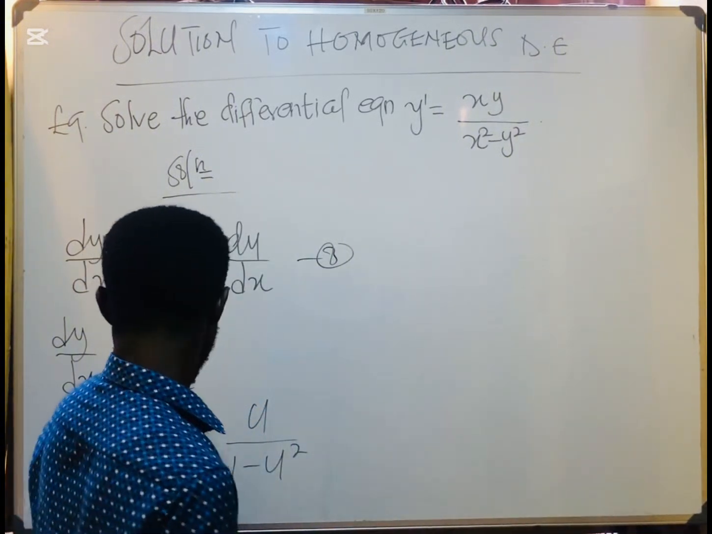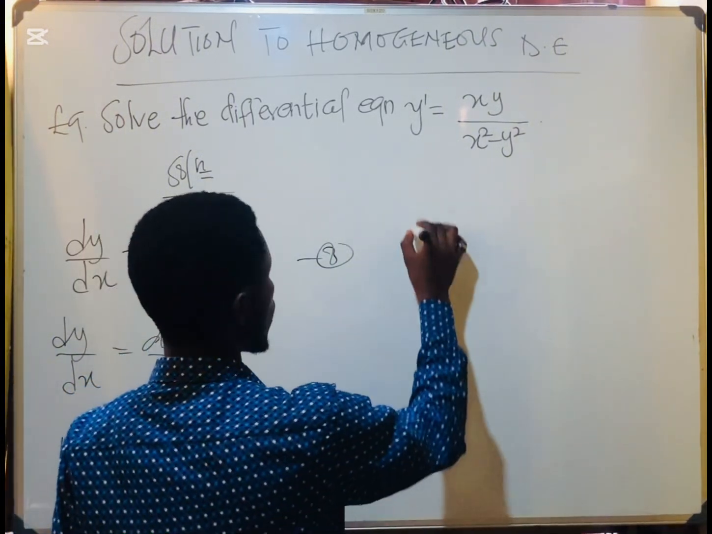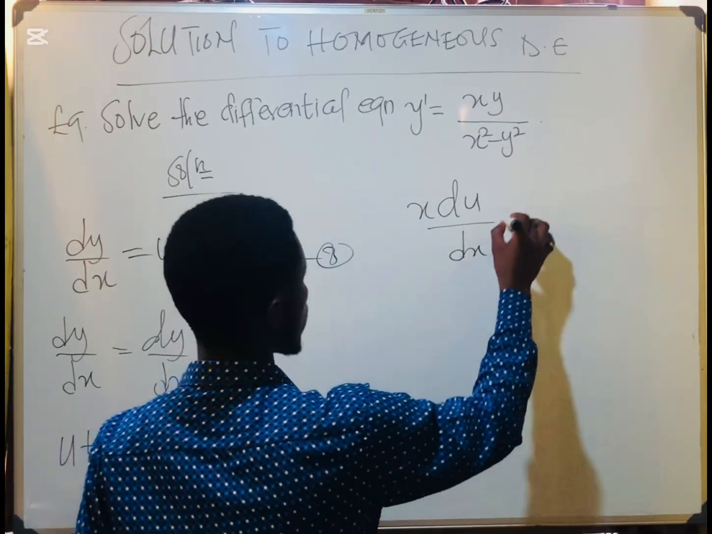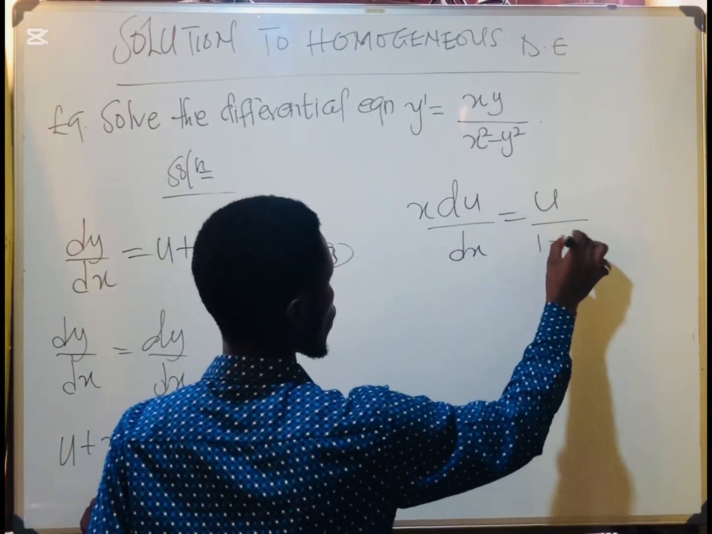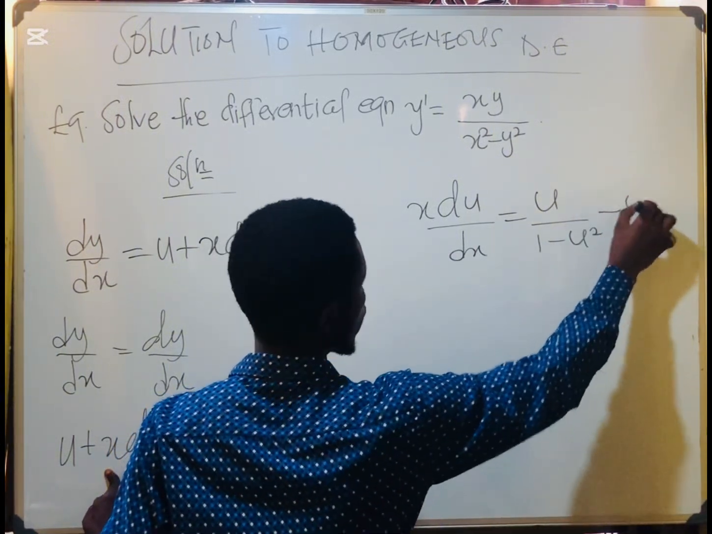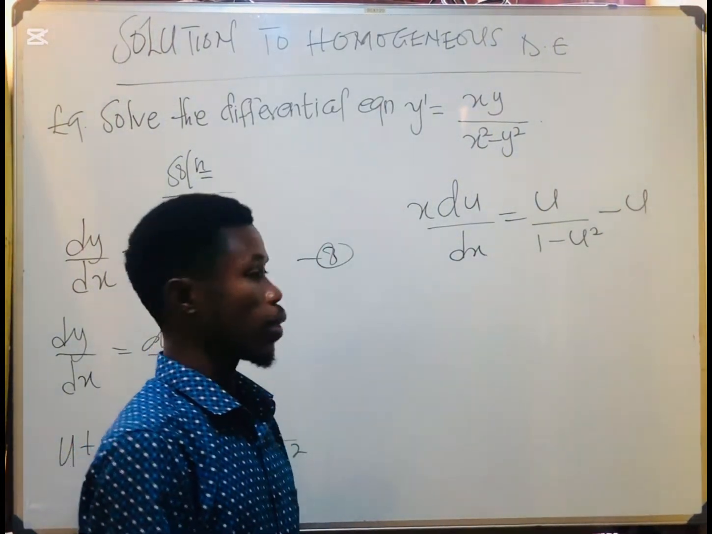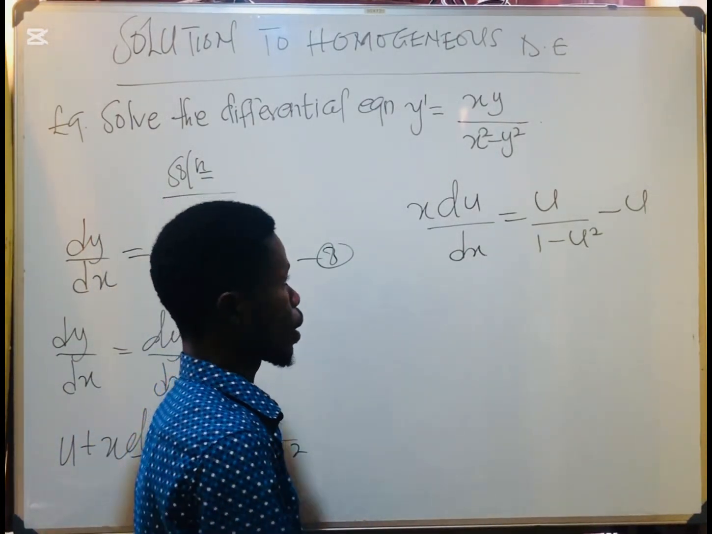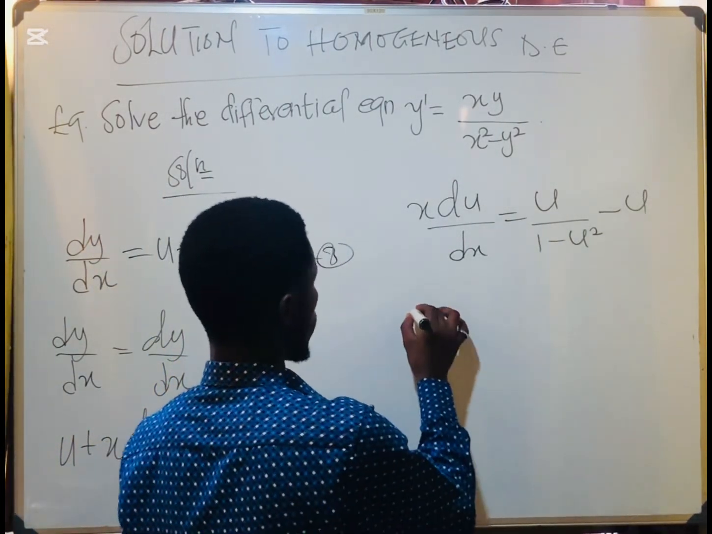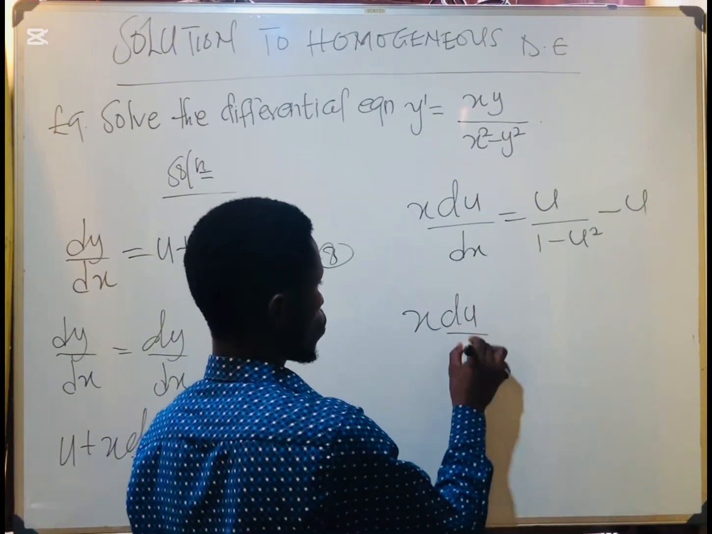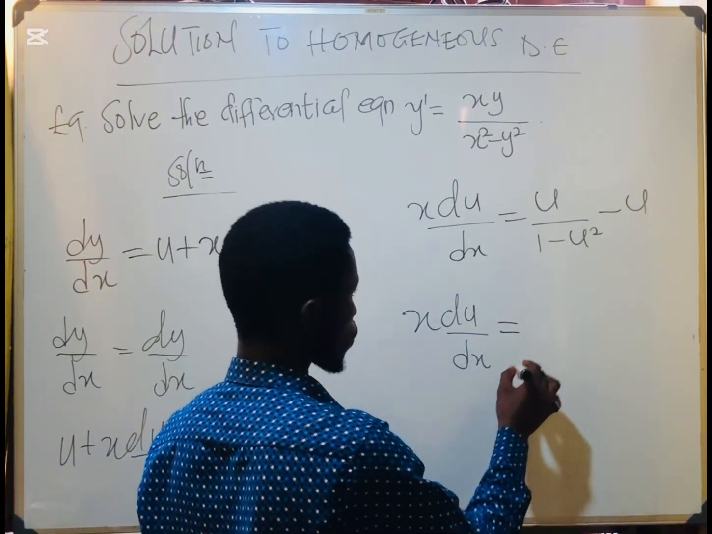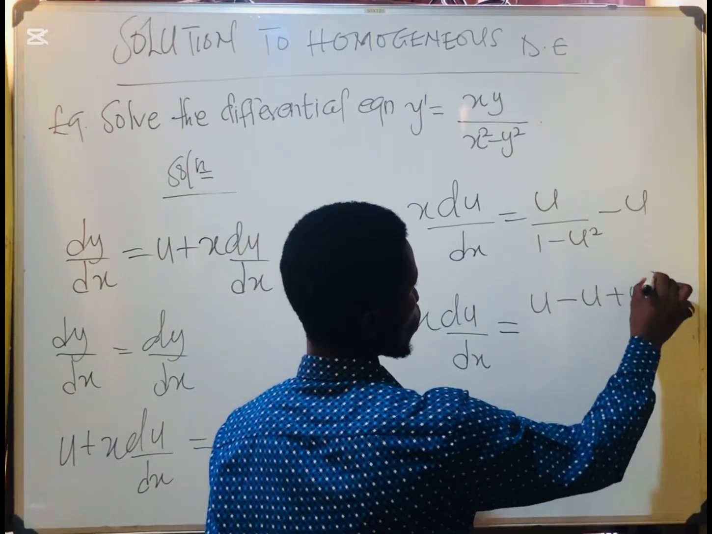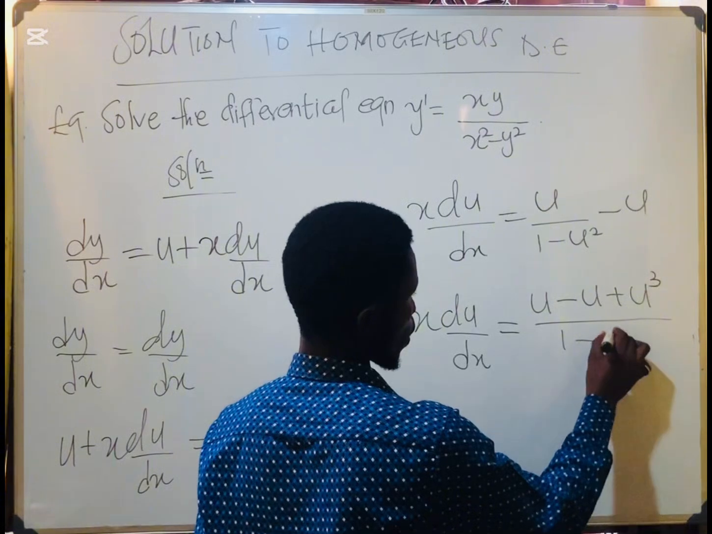Okay, so now this is what we have. x du/dx is equal to u over 1 minus u squared minus u. Now, by looking at this, you can find the LCM. By doing so, we have x du/dx equals u minus u plus u cubed, all divided by 1 minus u squared.